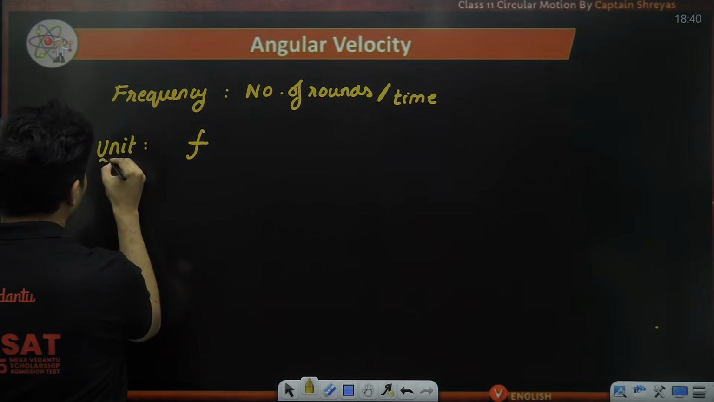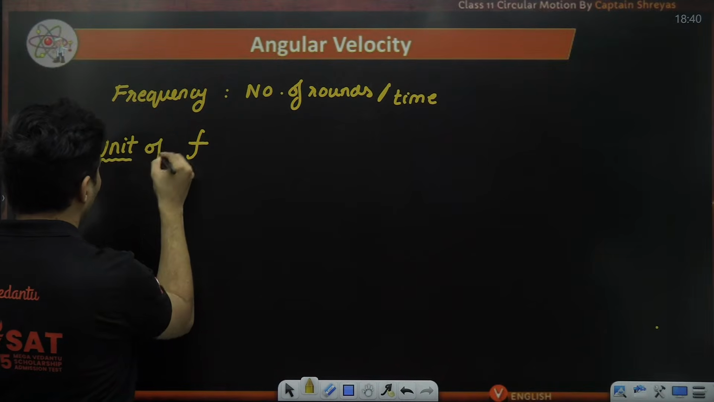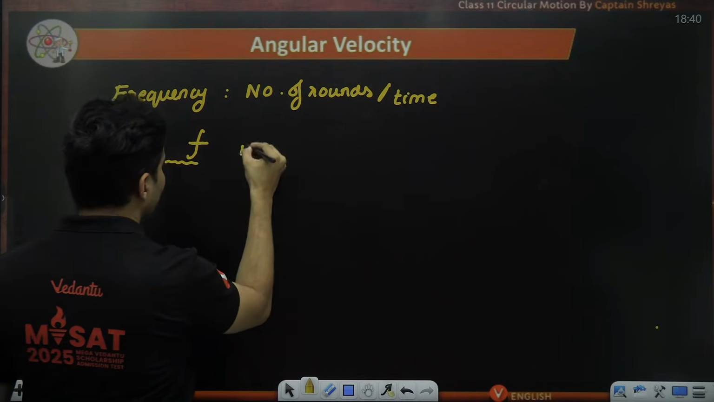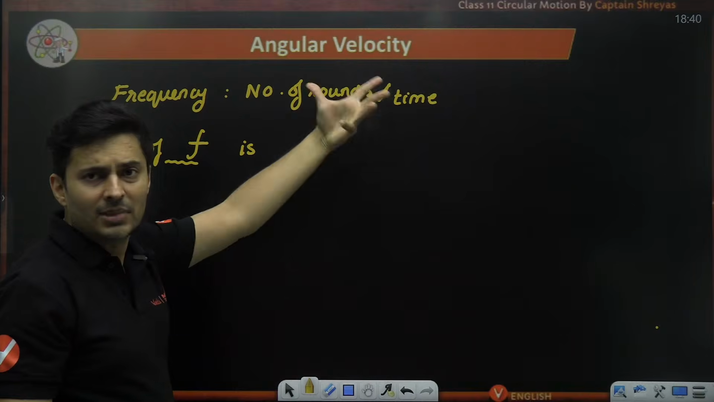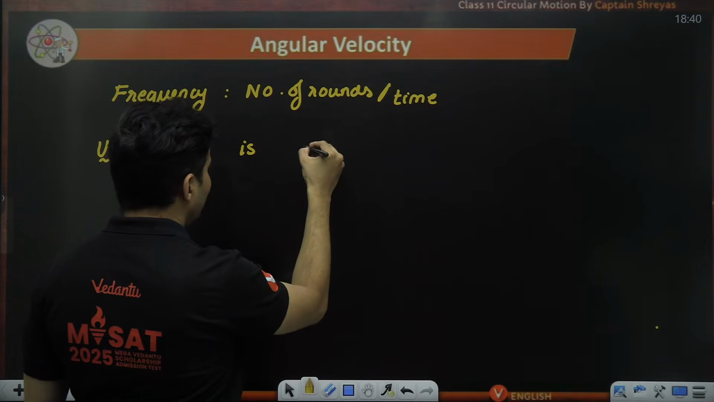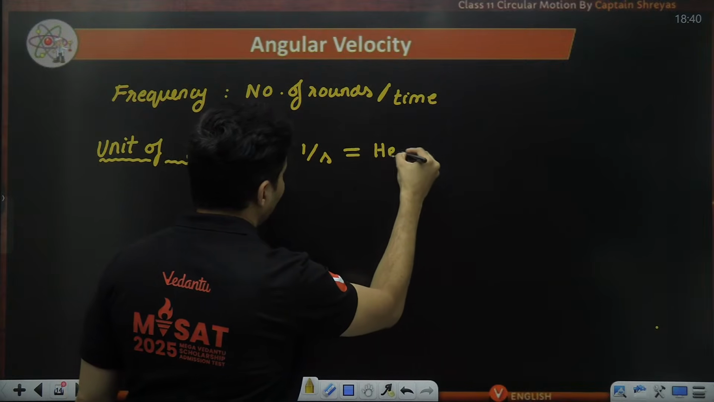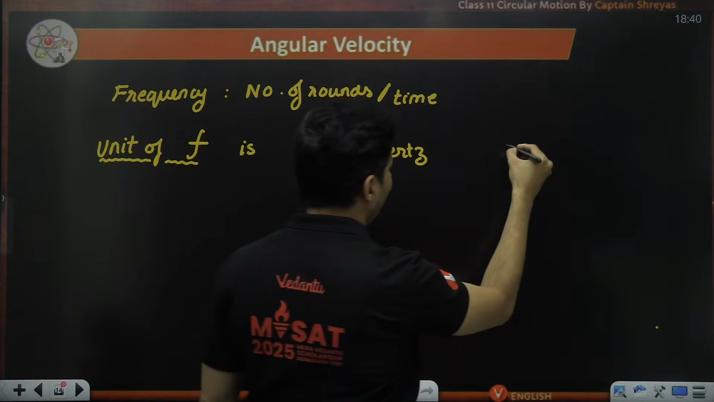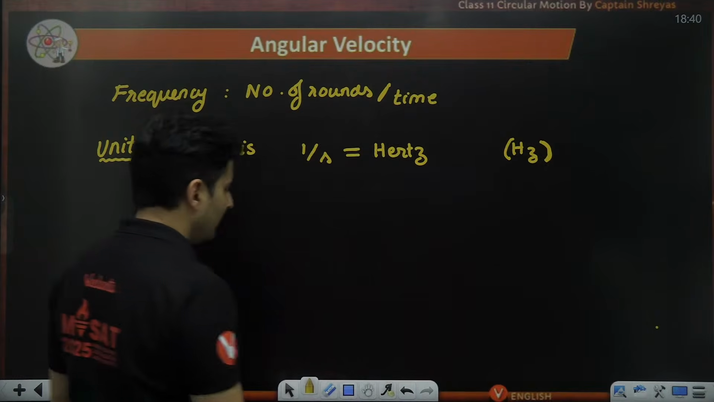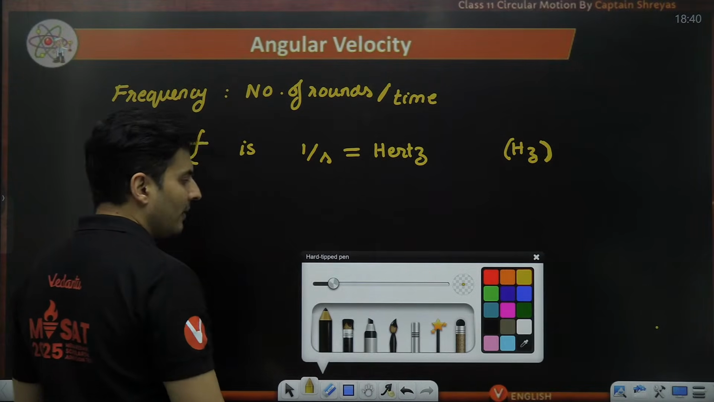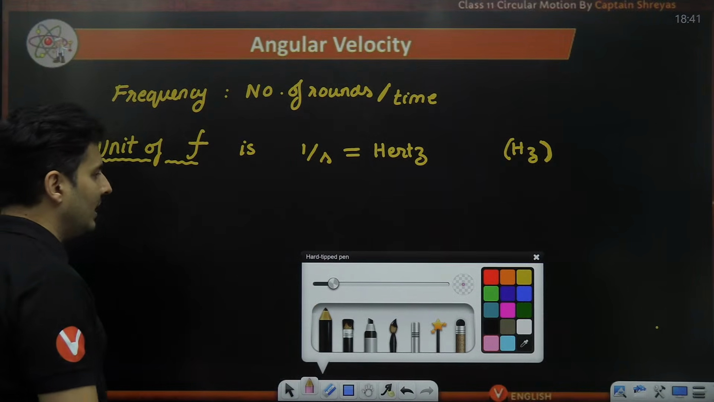The unit of the frequency is, look at it, rounds are unitless, time is per second. So it is basically 1 by second, which is called hertz. The short form is just Hz. So 1 by second is the unit of frequency, which is actually called hertz. So let's do a conversion and understand it.